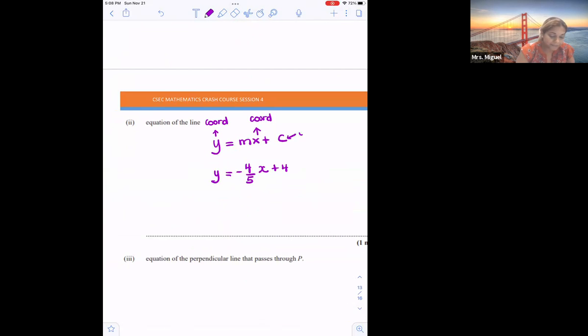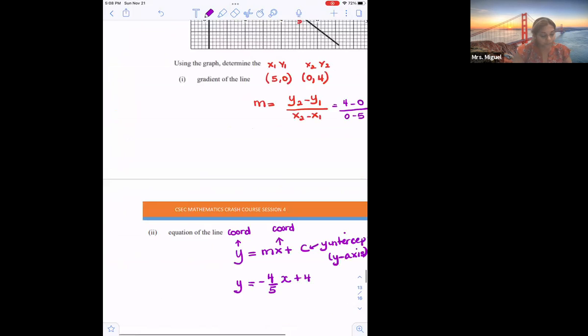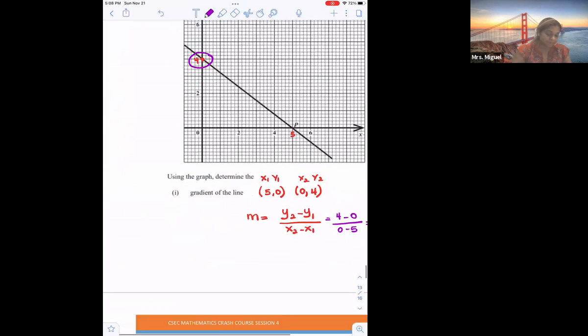C is the y-intercept. It is the point where the line cuts the y-axis. So there's no need to work it out. It's 1 mark. It was given to you in the question.